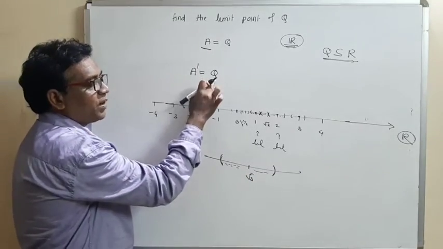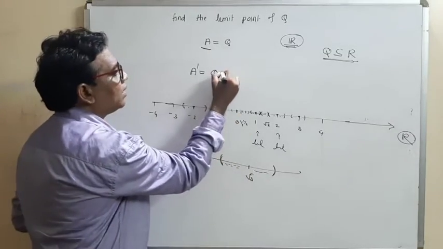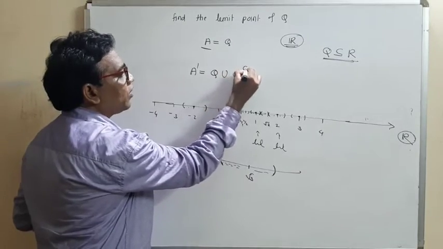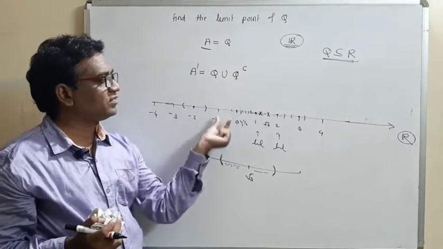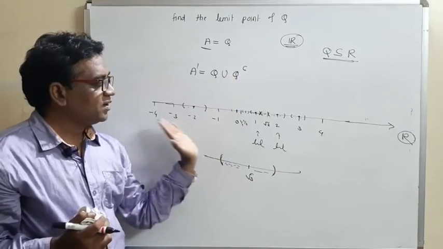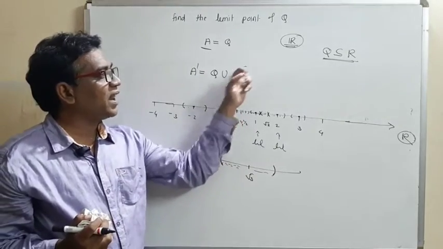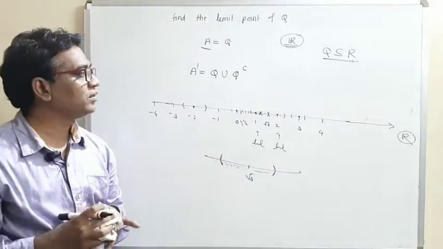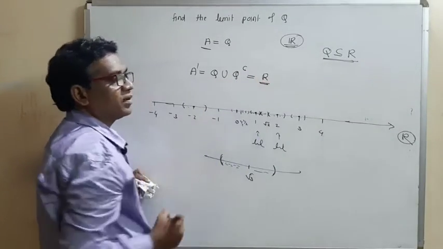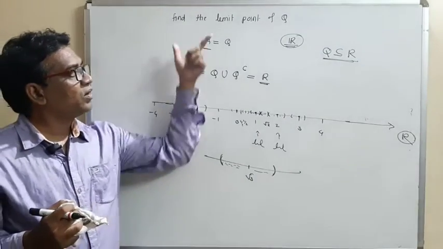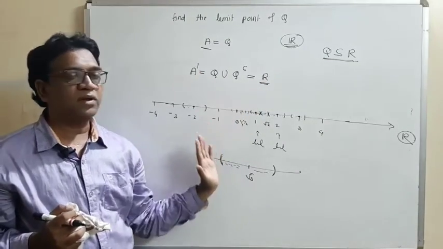So the set of all rational numbers is a limit point, as well as the set of all irrational numbers is again a limit point. So, union with the set of all irrational numbers. See, if we take the set of rational numbers, then what are the limit points for the rational numbers? The set of all rational numbers is a limit point, as well as the set of all irrational numbers is again a limit point. So rational union irrational numbers is nothing but the set of all real numbers. So see, we want to find the limit points for the rational numbers, and the set of all limit points is nothing but the real numbers.